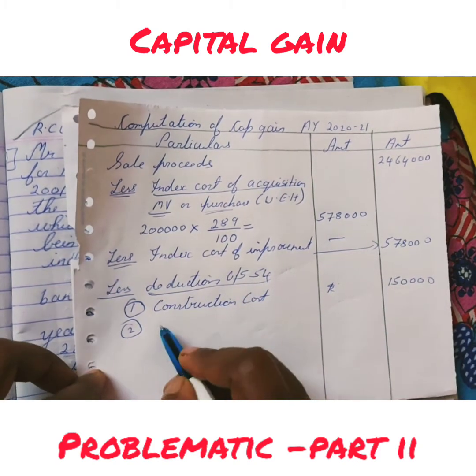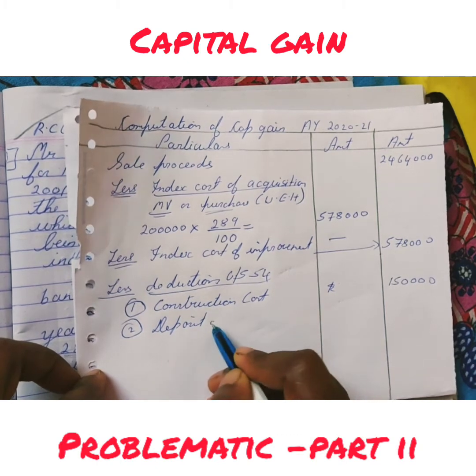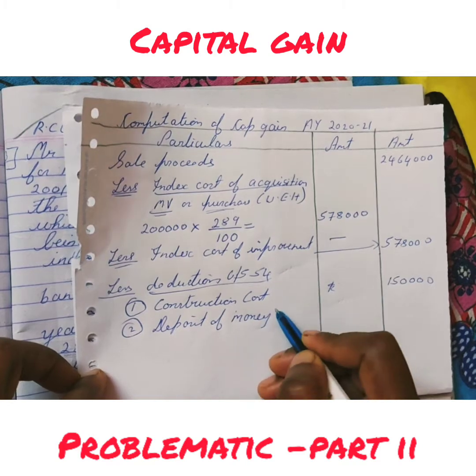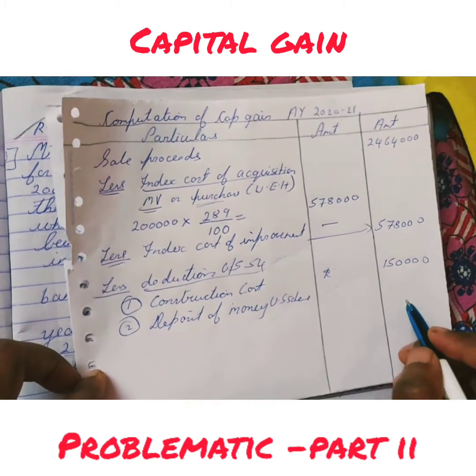Next is deposit of money under the special scheme. So how much have they deposited? 1 lakh.